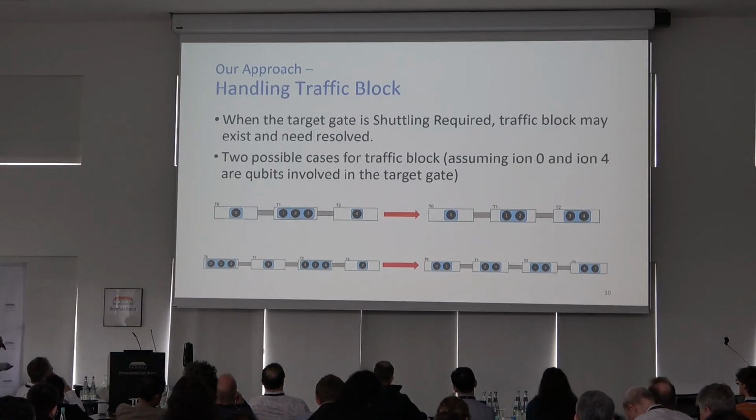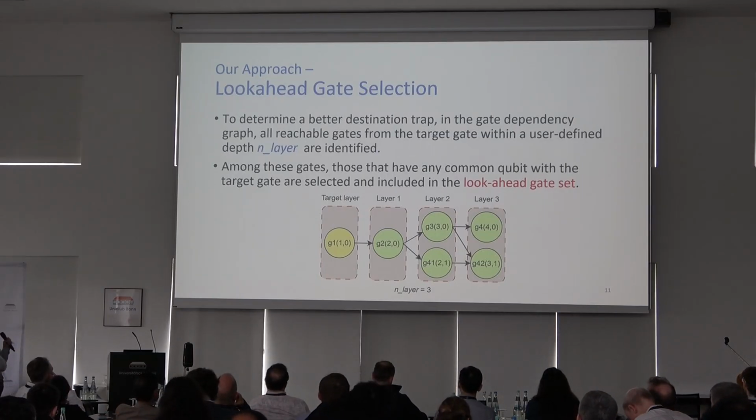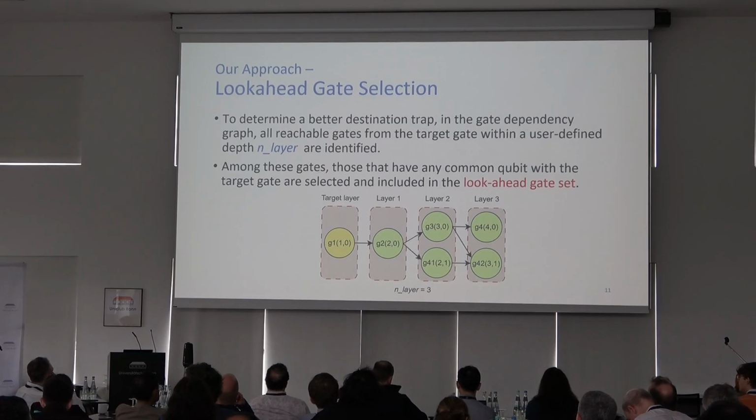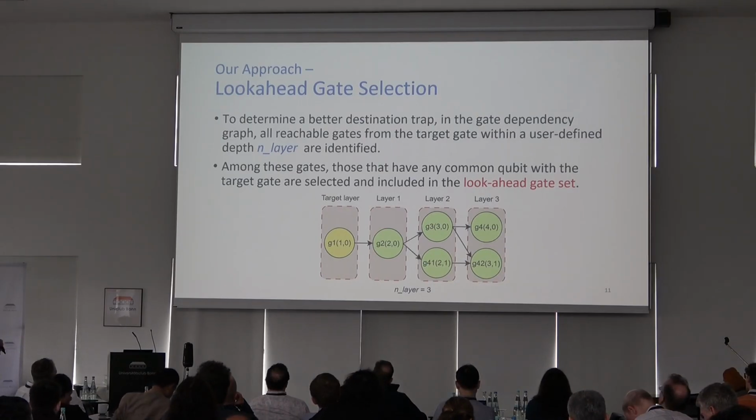And to determine a better destination trap, in the gate dependency graph, all gates reachable from the target gate within a user-defined depth are identified. And then among those, the gates that have any common qubit with the target gate are selected and included in the so-called look-ahead gate set. This example shows that those gates in the green color are included in the look-ahead gate set for G1 when the user-defined parameter n_layer is set to 3.